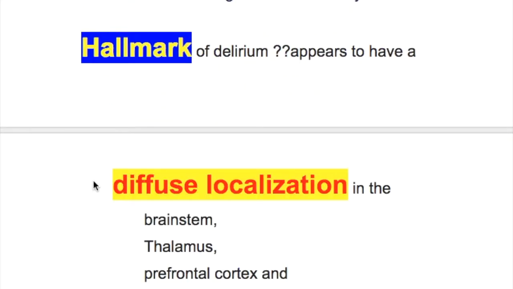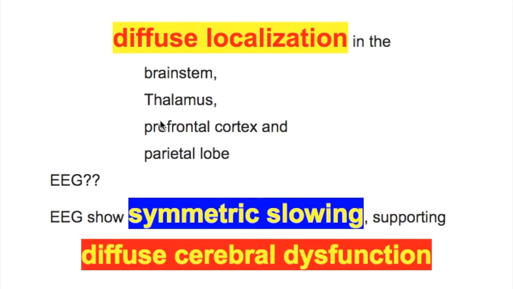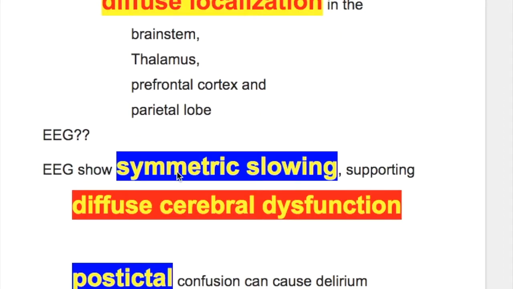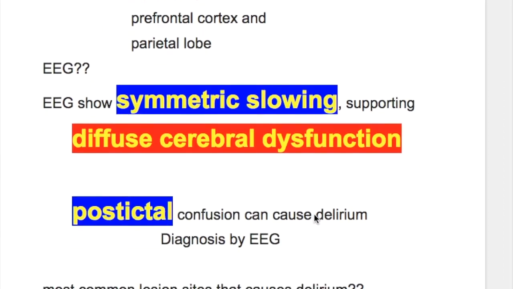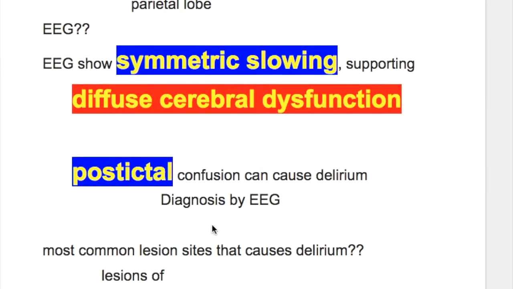What's the hallmark of delirium? Hallmark of delirium appears to have a diffuse localization in the brainstem, thalamus, prefrontal cortex, and parietal lobe. What are the EEG findings in delirium? EEG shows symmetric slowing supporting diffuse cerebral dysfunction. However, postictal confusion can also cause delirium, and its diagnosis is also done by EEG.